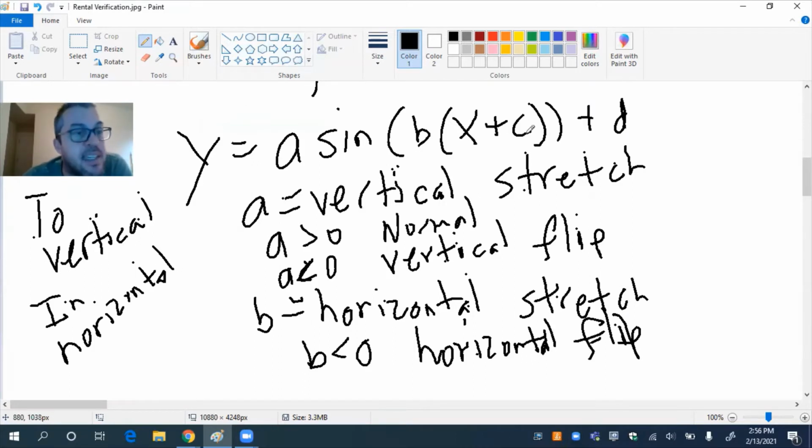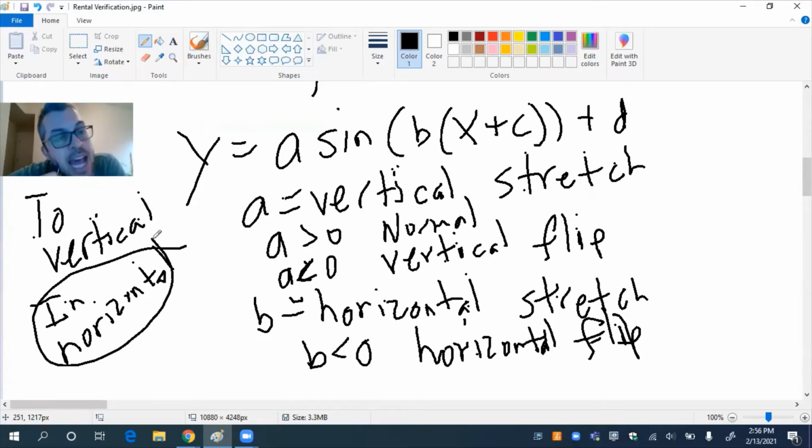Then c, again, c is something in the function, so this is going to be horizontal. We're adding something in the function or subtracting. That would be a horizontal shift left or right. Now, I should also mention that when we do something in the function, it's the opposite of what we would expect. For example, with b, I would expect a horizontal stretch by a factor of b, when in fact we have a horizontal stretch by a factor of 1 over b.